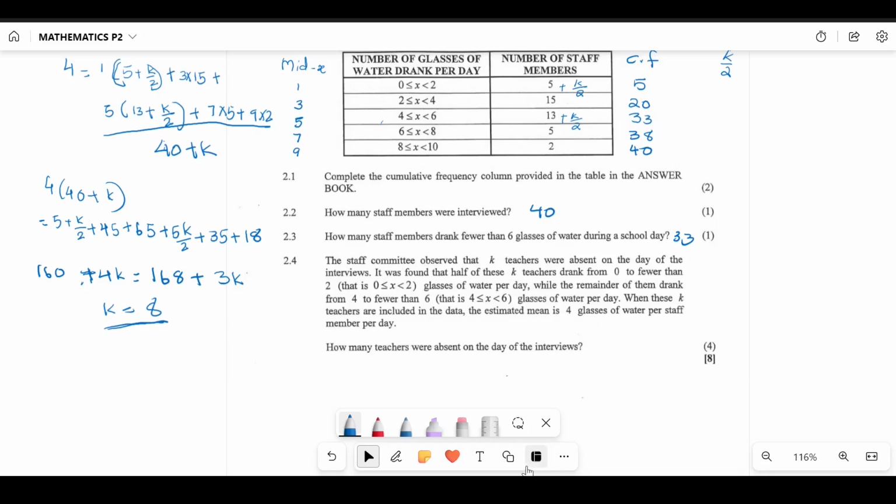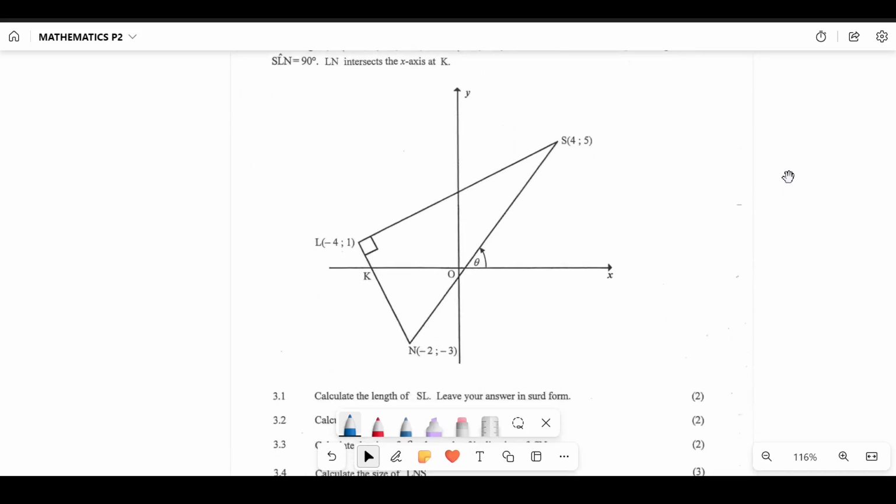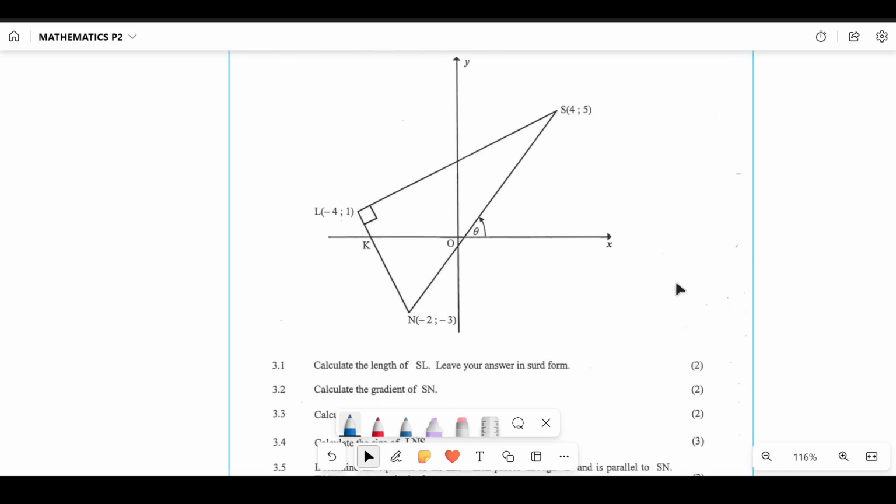Okay, let's go to question number 3. In the figure, L(-4, 1), S and N are the vertices of a triangle having angle SLN equal to 90 degrees. LN intersects the x-axis at K. Everything is marked in the diagram. That's what we need to check first. Then calculate the length of SL. Leave your answer in surd form.